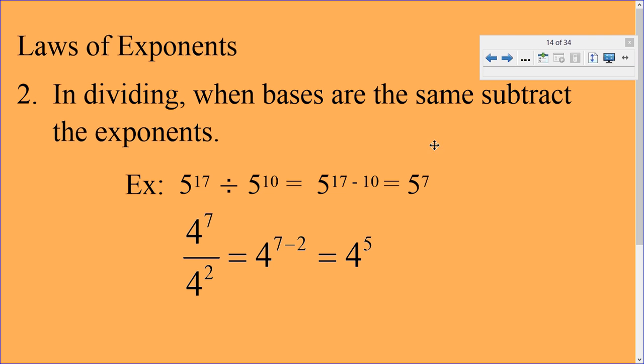So again, here's another way we would write division as a fraction. 4 to the 7th divided by 4 to the 2nd. All we have to do is subtract the exponents. 7 minus 2 would give us a new exponent of 5. You could write it out in expanded form and cancel out, and you'll see what's left. There would be 5 4's left. 4 to the 5th power would be the answer to this one. So that's law number 2. So again, in dividing, when the bases are the same, subtract the exponents.